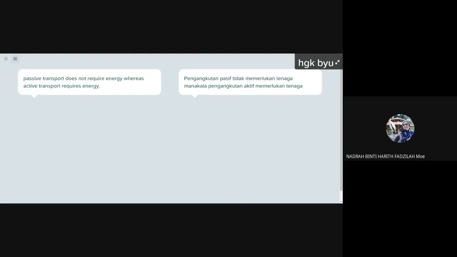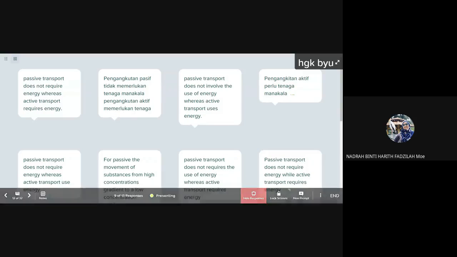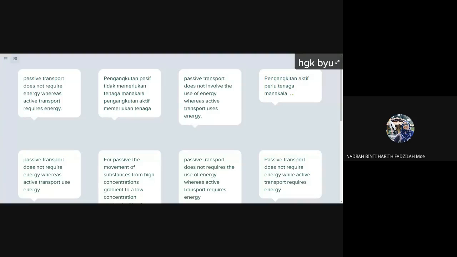Kita bandingkan tenaga dulu. Kita tak boleh senaraikan pengangkutan aktif ialah nombor 1, nombor 2, nombor 3. Manakala pengangkutan pasif ialah nombor 1, nombor 2, nombor 3. Tak boleh. Kita kena kata pengangkutan aktif nombor 1, pengangkutan pasif nombor 1. Pengangkutan aktif ciri nombor 2, pengangkutan pasif ciri nombor 2. Kena setara. Okay, lagi satu difference. Okay, now I have one difference already.